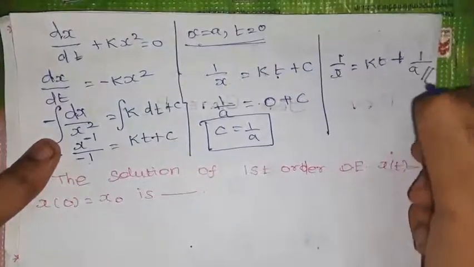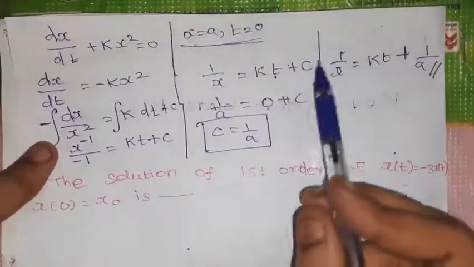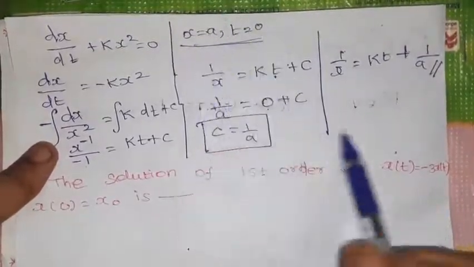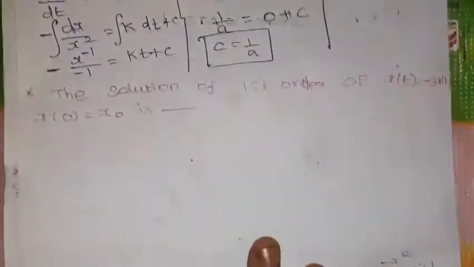So this is the solution. We need to find the constant value from the given conditions and substitute it in the general solution. Then we'll move on to the next one.